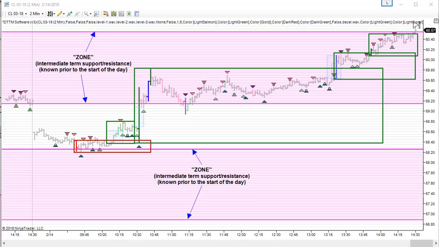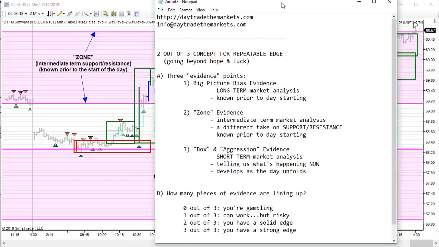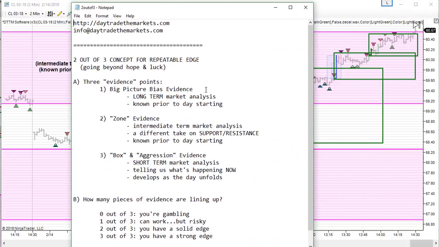And so the way I do that is I look at different pieces of evidence. I have three main pieces of evidence that I look at. I look at a big picture bias. I look at what I call zone evidence. That's what we're going to be talking about today. Then I also talk about a box and aggression type evidence.